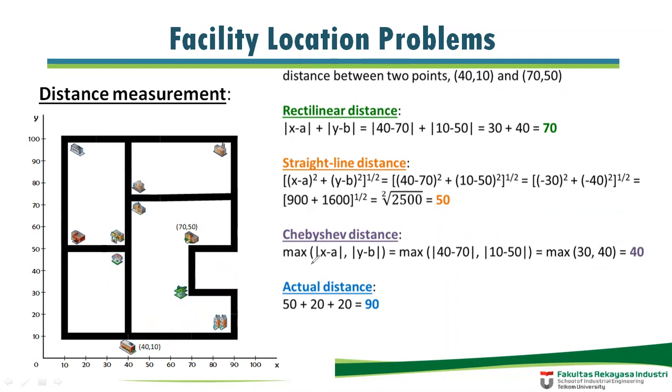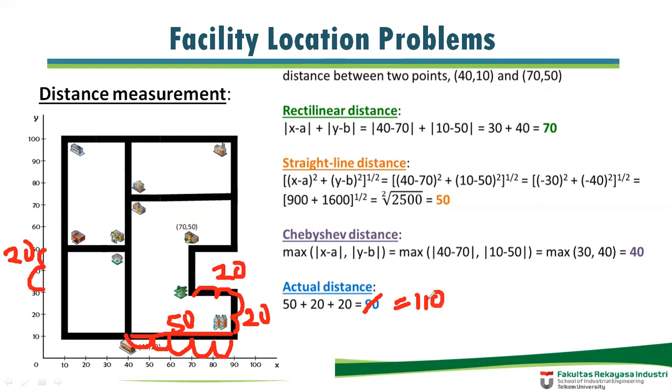And now for the actual distance, just follow the aisle given. The black one represents the aisle of every single facility. Just continue to measure the length of each line. So 1, 2, 3, 4, 5, so it is 50. And then move upward: 1, 2, 20. And then count the steps. So it's not 90, it is 110.